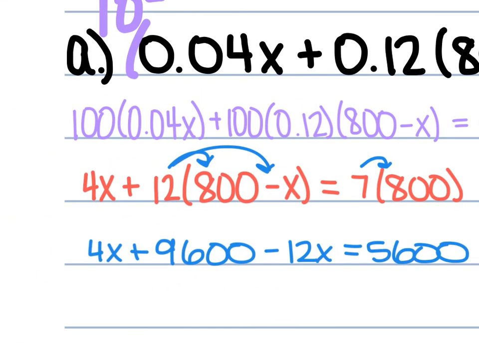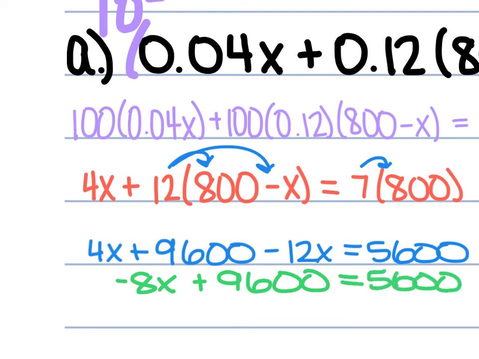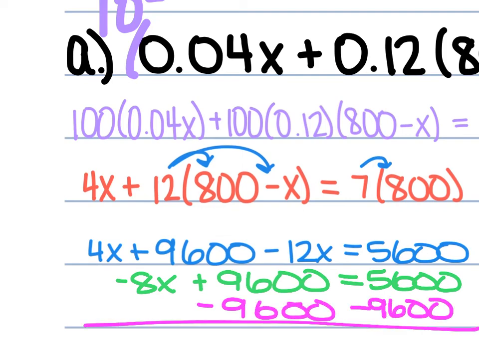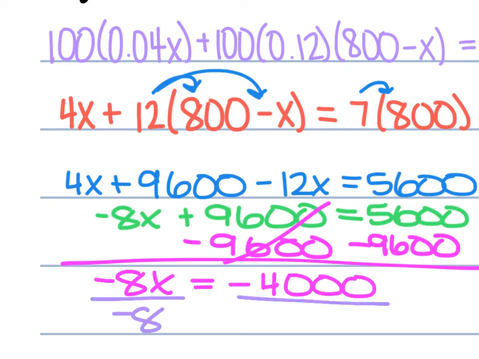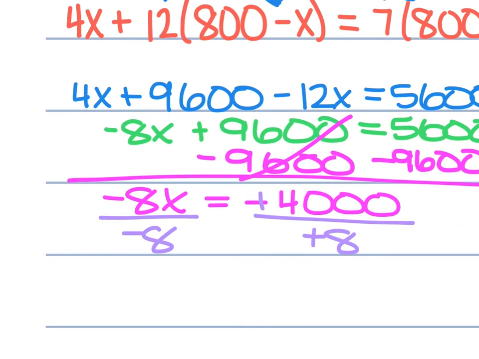So from here, I'm going to combine the 4x minus 12x, giving me negative 8x, plus 9,600 is equal to 5,600. I am going to move over that 9,600 by subtracting it from each side, and I get negative 8x is equal to negative 4,000. I'm going to divide each side by negative 8. It makes that negative 4,000 positive, and x is equal to 500.